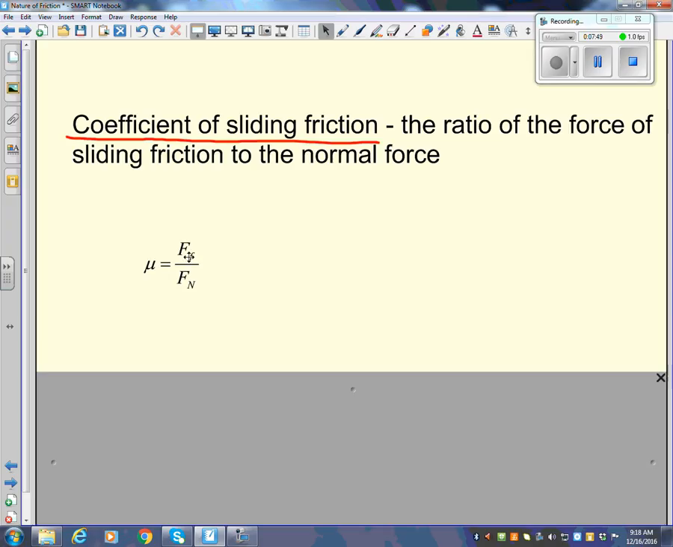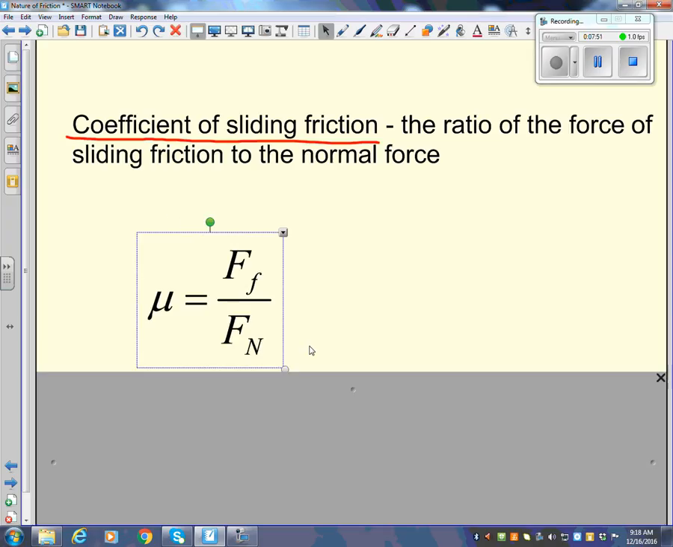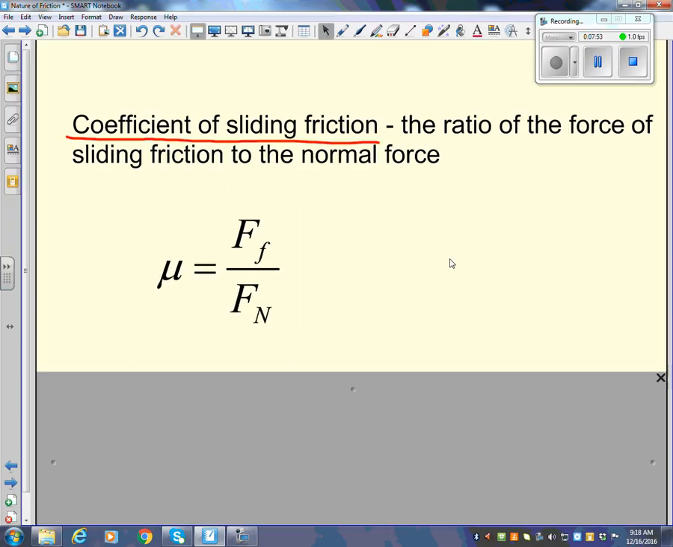Have you seen that funny thing before? I think I've introduced it before, right? It's called mu. And it's just a U with sort of a tail on the front.